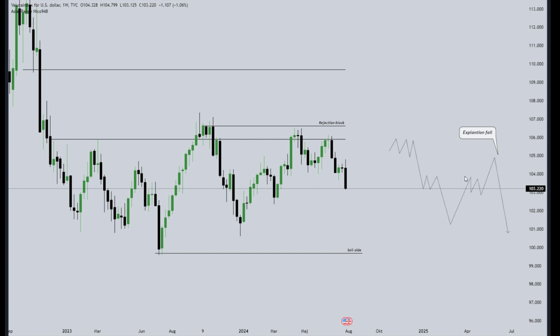Like ICT says, we don't need to finish the second expansion. If we just finish the first expansion, like we did here, we don't really need to finish the second expansion, and it can fail. Meaning we don't really need to take out this original consolidation, and it actually can go lower now.